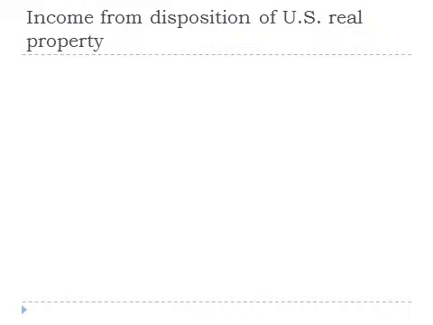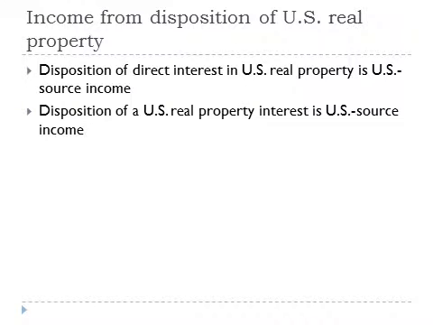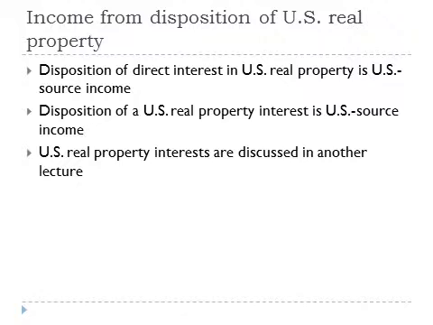Next, we look at income from disposition of U.S. real property interests. A disposition of a direct interest in real property located in the United States generates U.S. source income. In addition, the disposition of a U.S. real property interest, which can include stock in a corporation that holds U.S. real property, is also U.S. source income. The rules for dispositions of U.S. real property interests are discussed in another lecture.